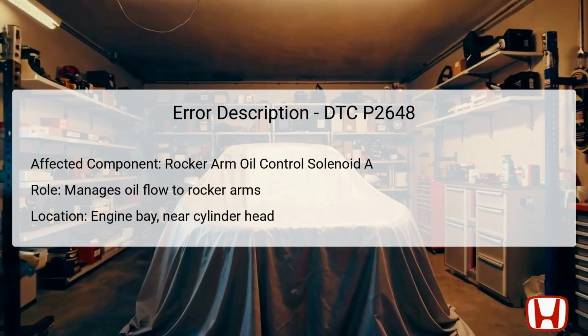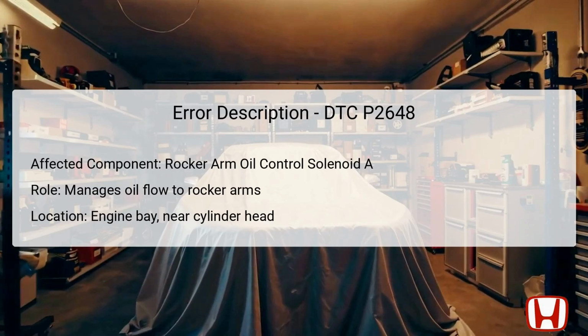The primary component affected by DTC P2648 is the rocker arm oil control solenoid A, located on Bank 1 of the engine in the Honda Odyssey. This solenoid plays a critical role in controlling the flow of oil to the rocker arms, which influences the engine's variable valve timing (VVT) system. Proper operation of the solenoid is essential for ensuring optimal engine performance and fuel efficiency.